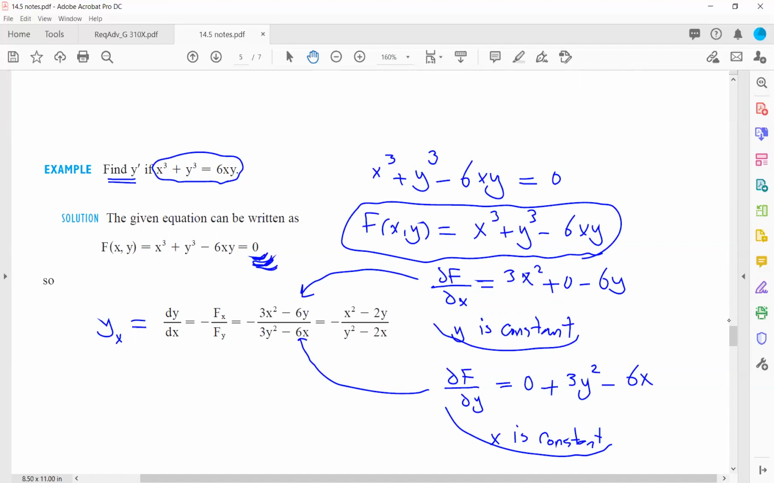Here you can factor out 3. You get minus 3 times x squared minus 2y divided by 3 times y squared minus 2x. You can cancel out 3 and 3. The outcome is negative, x squared minus 2y divided by y squared minus 2x. That's the implicit differentiation of this function in two variables.